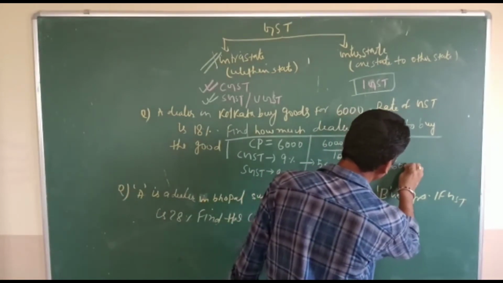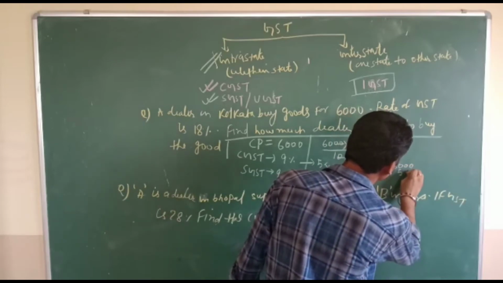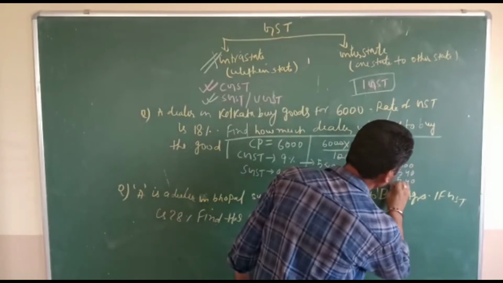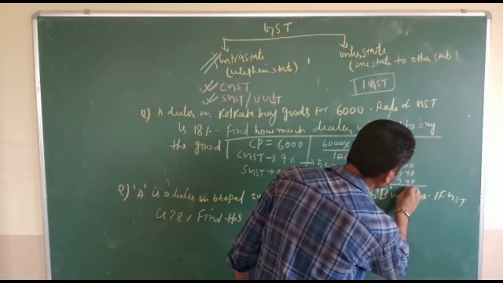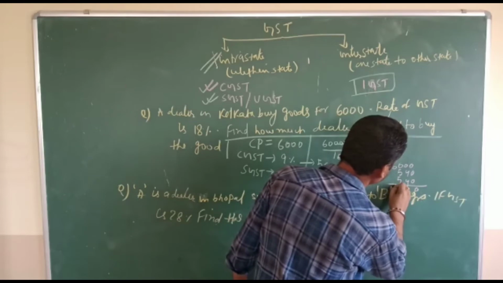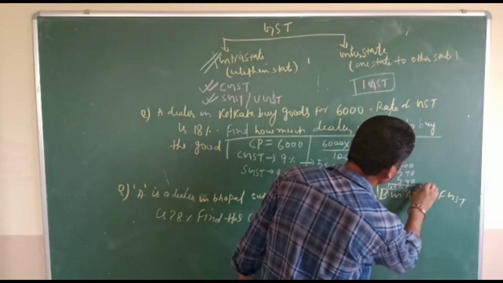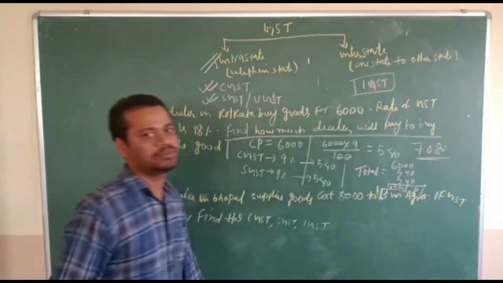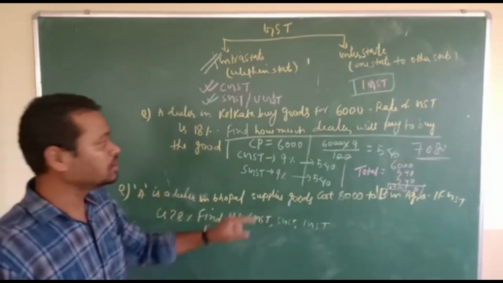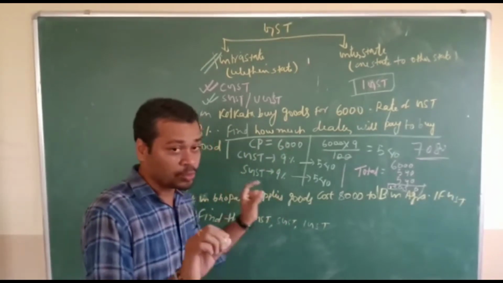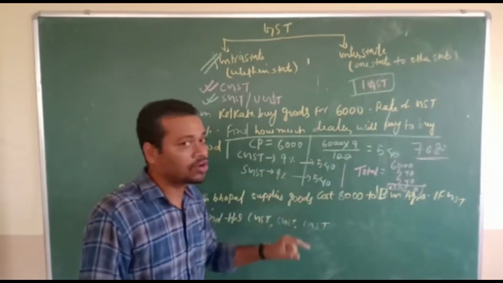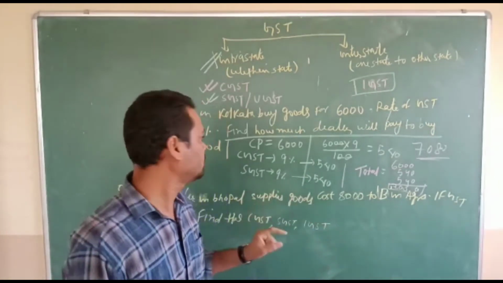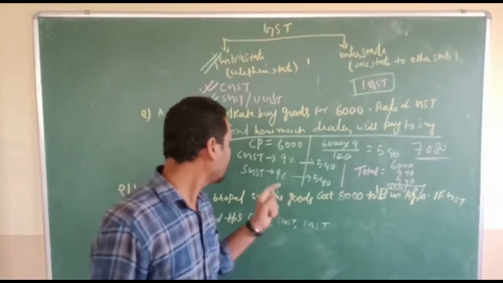6,000 for the goods, 540 for the CGST, 540 for the SGST. Total will be 7,080 rupees. 7,080 rupees is the total money which he has to pay. 6,000 rupees he has to pay to buy the goods. 540 will go to the central government. 540 will go to the state government. Correct? That's why CGST and SGST.